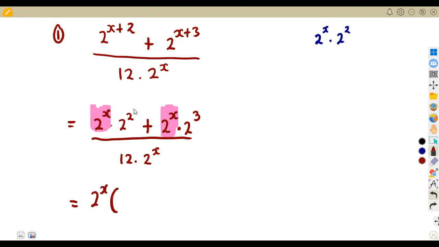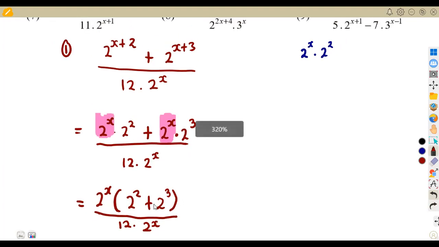What do you remain with? You remain with this part. You have taken this one out. You're going to remain with 2 to the exponent of 2 plus, if you take this out, you remain with 2 to the exponent of 3. So this will be 2 to the exponent of 3 like this. We close this, everything over 12 times 2 to the exponent of x.